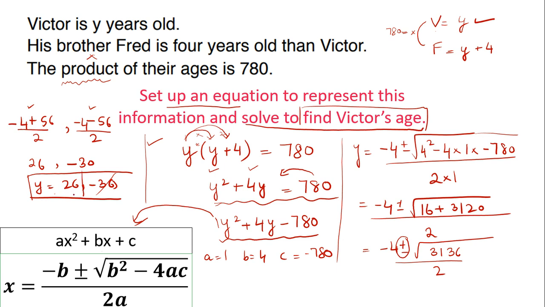And if I tell you to find out Fred's age, you're just going to do y plus 4, that is 26 plus 4, and 26 plus 4 just gives you 30. So Fred's age is going to be 30. Victor's age, as you found, is 26. That is how you go about the question.